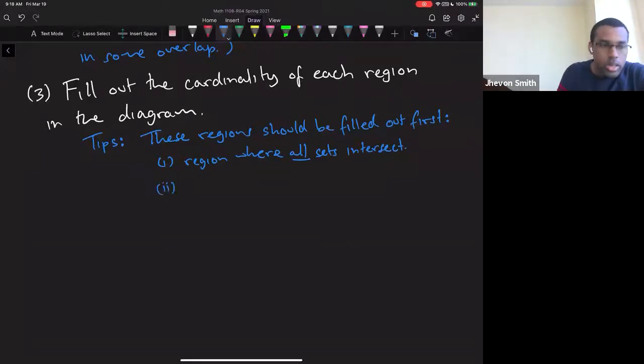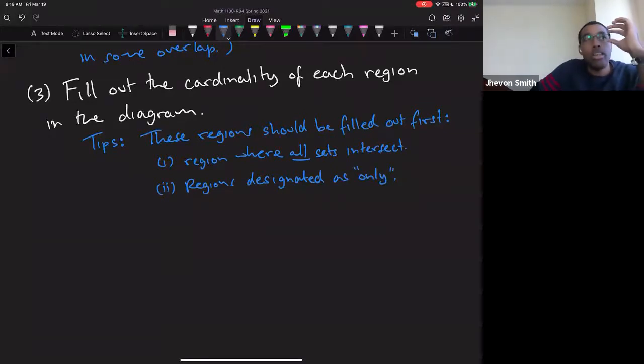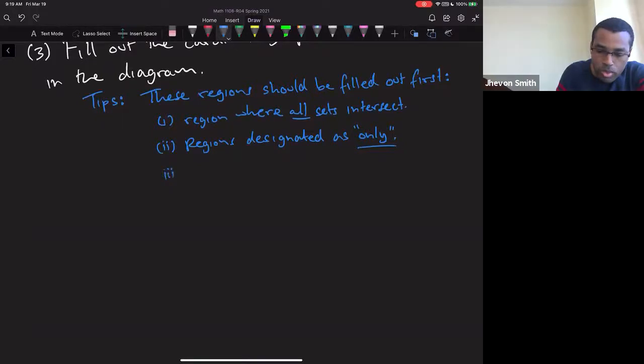Another region that you want to fill out first is regions designated as only. So a problem might say, there are only 5 people who are in this group and not in this other group. Then you can fill in that region, right? We'll see examples. You have to be very careful with reading these problems, because the mathematical language is precise in a way your everyday human language would not be. Just because someone tells you that something is the case, it does not mean that's only the case. In everyday language, when people say this is the case, they're often saying this is the only way it's going to happen. In math, that's not what it means. In math, they'll specifically tell you this is only the case, and then you can say, okay, I know that part.